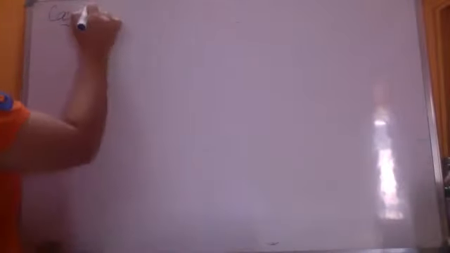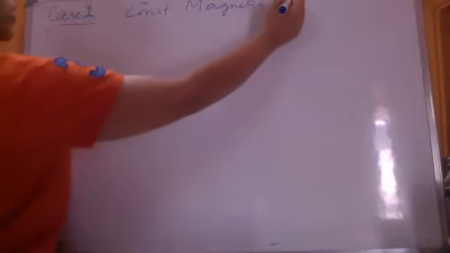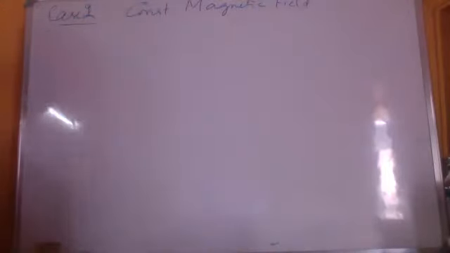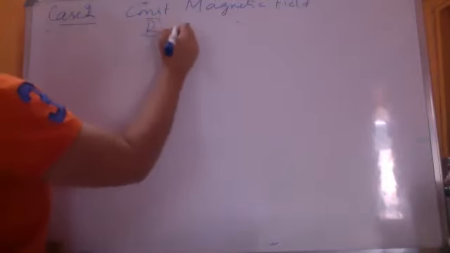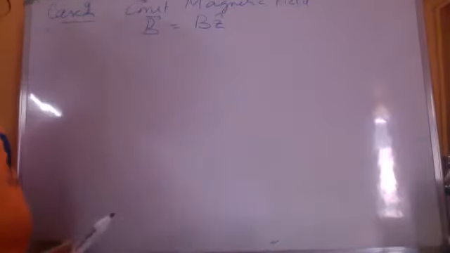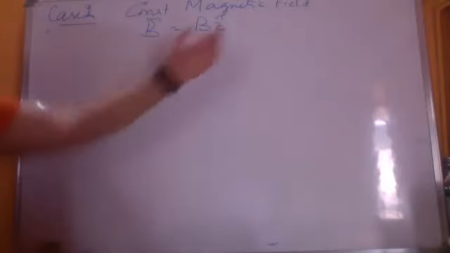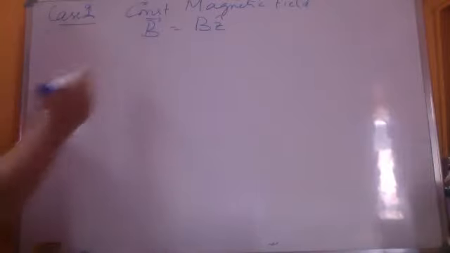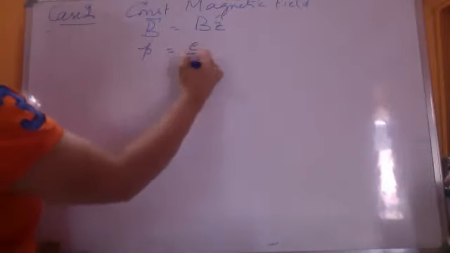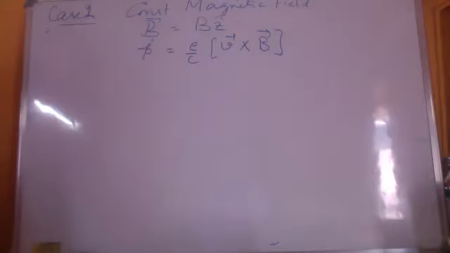Okay, so the second case is that of a constant magnetic field, right? And again, let's say I restrict my magnetic field, constant magnetic field. Let's say its magnitude is B, and I can choose it to be along the Z direction. Now, the Lorentz force, or the expression for equation of motion, reduces to E by C V cross B.